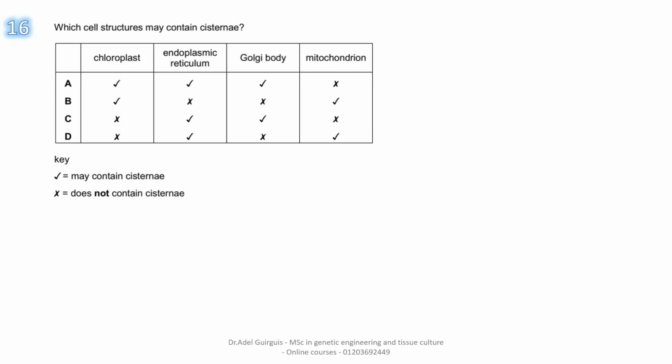Number 16. Which cell structures may contain cisternae? Chloroplast, endoplasmic reticulum, Golgi body, mitochondrion. Tick right, may contain cisternae. Tick wrong, does not contain cisternae. What is meant by cisternae? Cisternae are membranous sacs found in certain organelles.